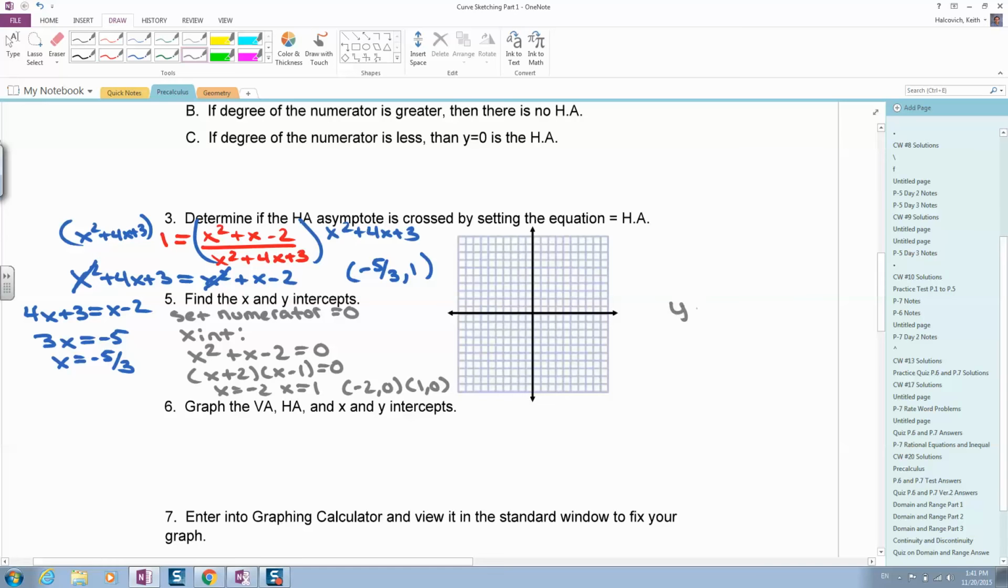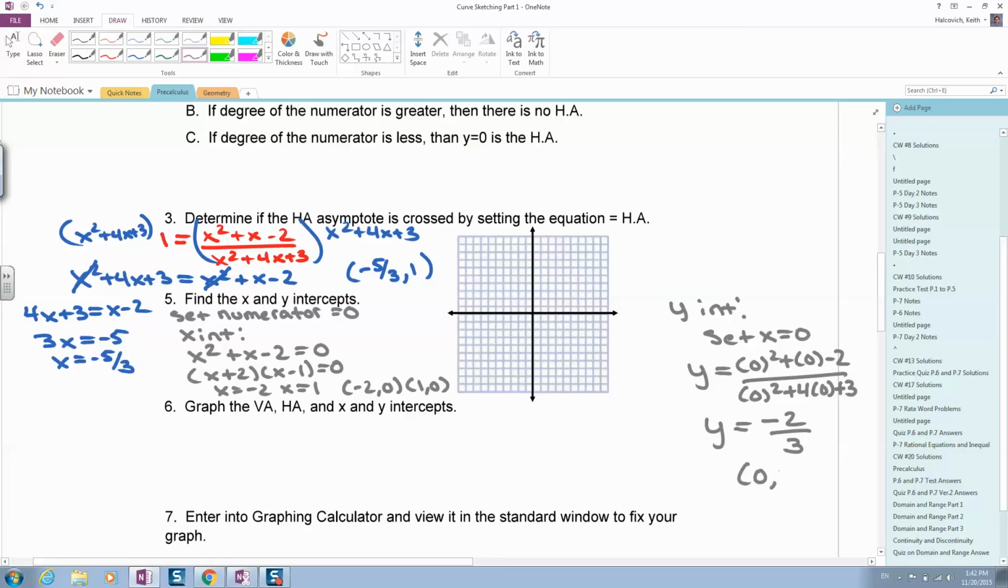For the y-intercept, we're going to set x equal to 0. So it's 0 squared plus 0 minus 2, and then 0 squared plus 4 times 0 plus 3. So -2/3 is the y-intercept.